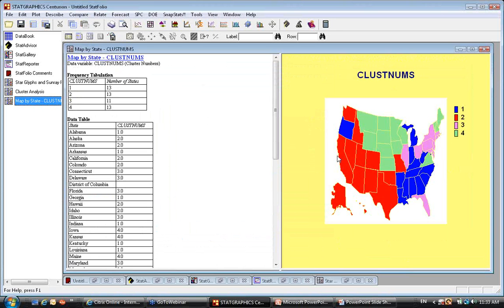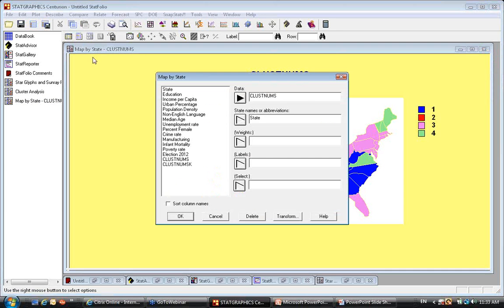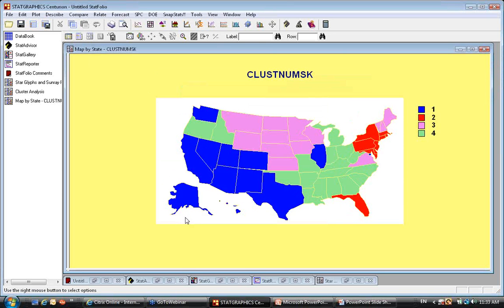Now let's go back to the map of the states, go to the Data Input dialog box, put in Clus Numbers K instead of Clus Numbers, and you'll see what the method of k-means has done. It's a little bit different. You'll see that Oregon is still in the cluster with the southeastern states, but Idaho has actually joined that cluster. There's also a couple of switches here in the Midwest. Basically, it's the same clustering of the states. Only a couple states have changed.